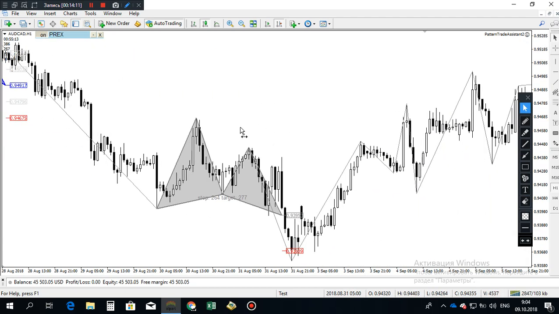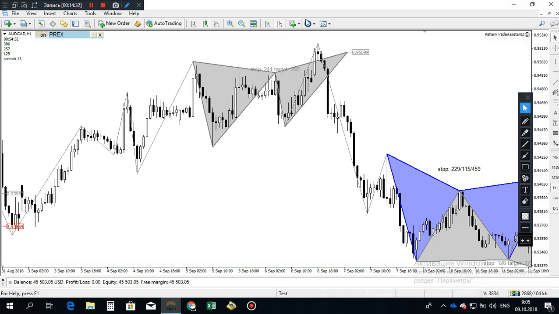Okay, another situation is this butterfly pattern. Obviously this pattern worked perfectly. From this point, it just touched that and then went to hit targets. This bounced to the upside enough to hit targets. So you see that with your eyes.